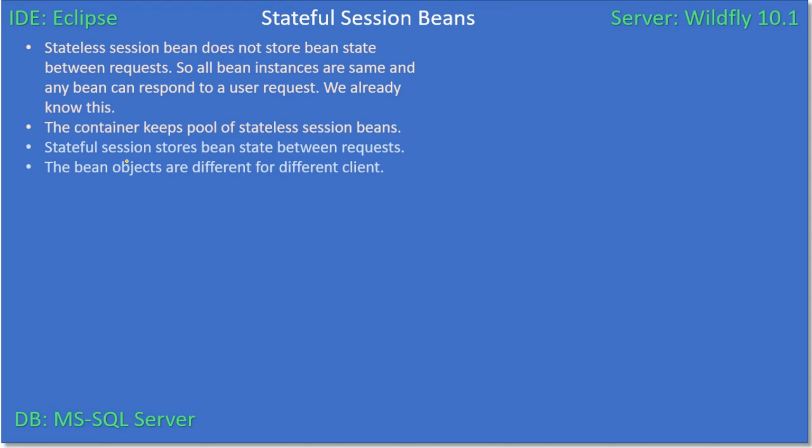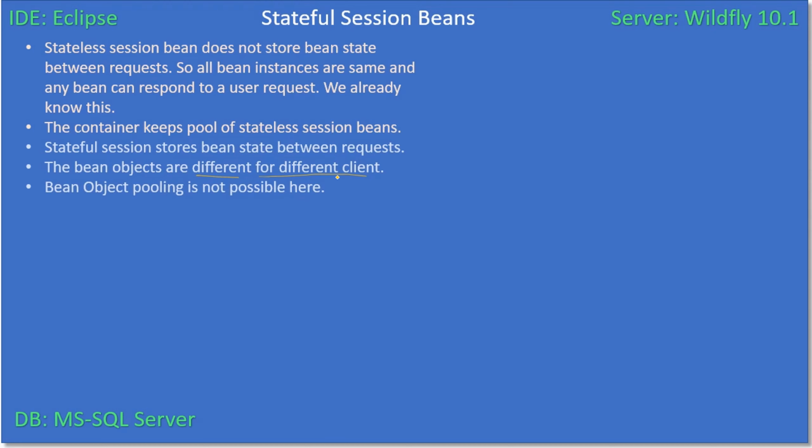Since it maintains the state, bean objects are different for different clients. If a bean is created for client 1, it may not be the same for a request coming from client 2. But note that the bean object will be the same for multiple requests that originate from the same client, till the browser session closes.